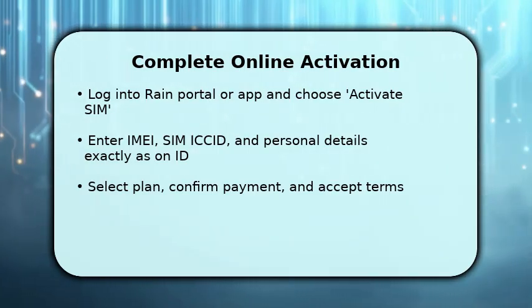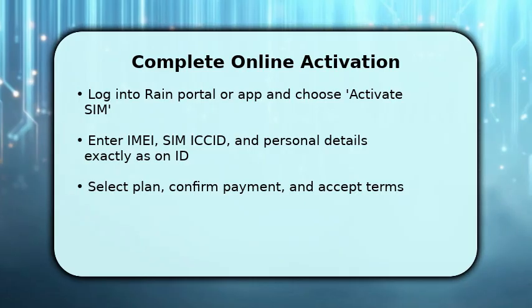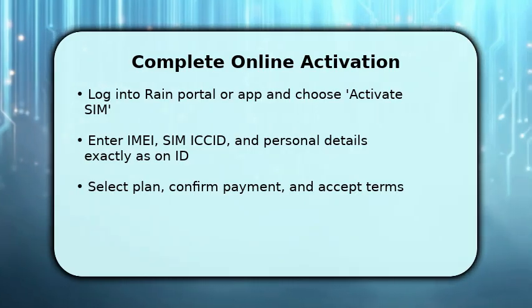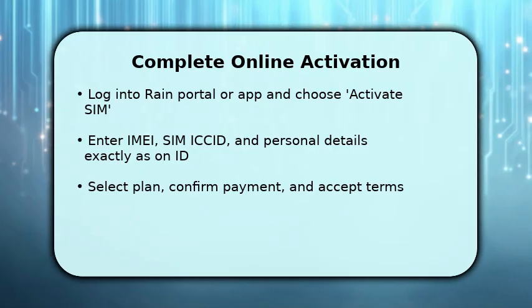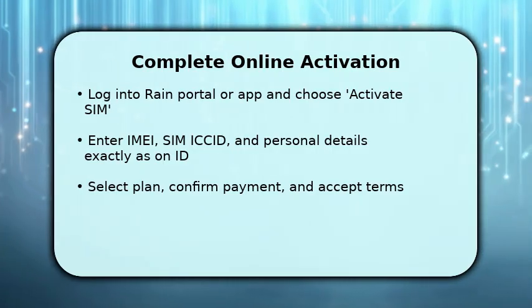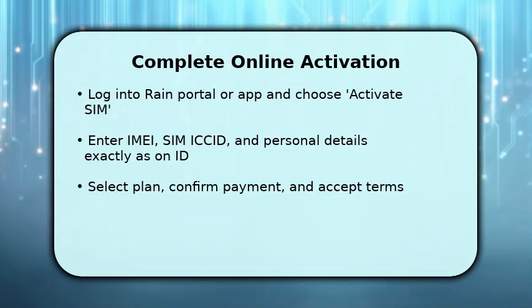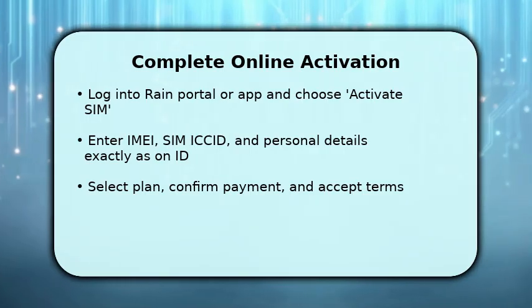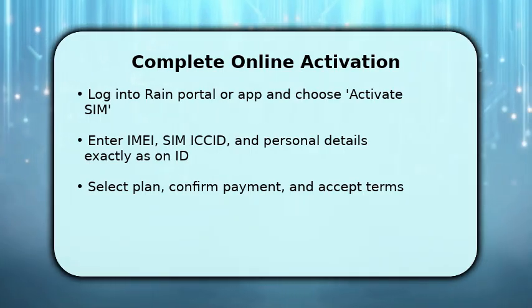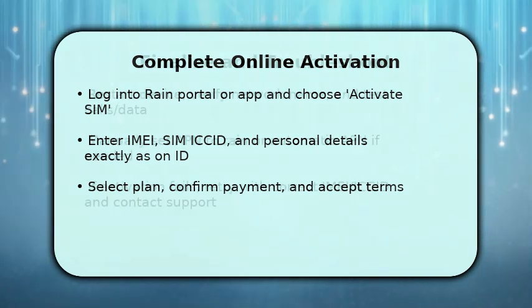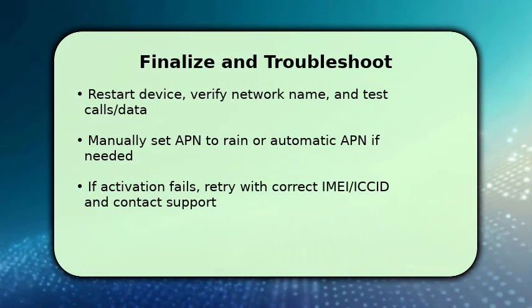Keep your receipt. The system will push the eSIM profile or OTA settings. Wait for confirmation. Once done, restart the phone and check signal bars. Make sure the APN is set correctly if data won't connect. You finish by rebooting the phone and confirming Rain appears as the network. Then place a test call and load a web page to verify.